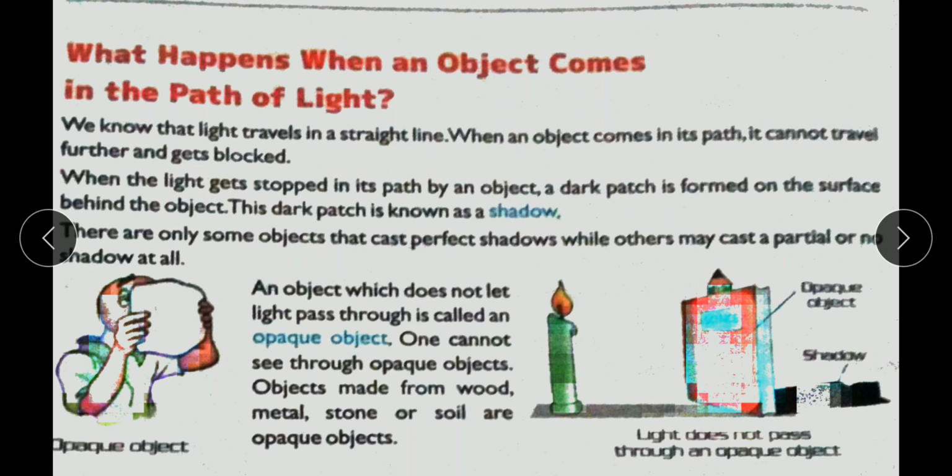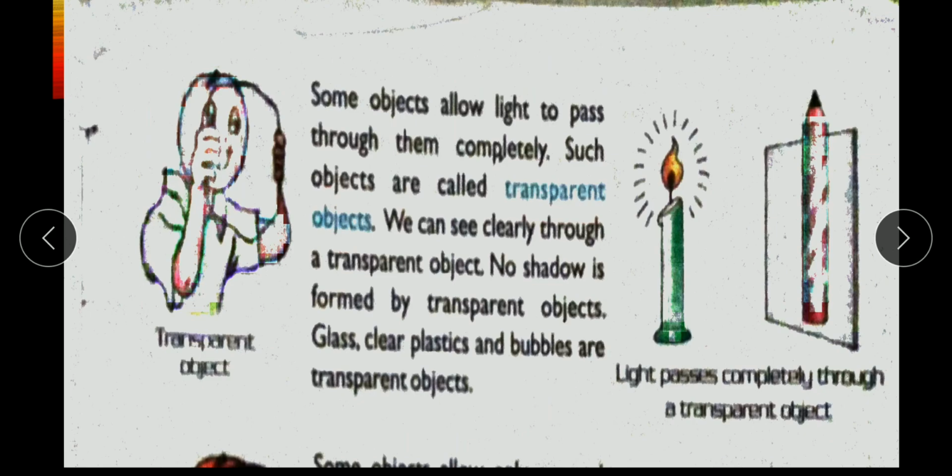So, we have learned just now what are opaque objects. Yes, and you can see this boy. This boy is not able to see through this paper because it is opaque. Now, come on next. Transparent we have learned, we are just revising it. Some objects allow the light through them completely. Such objects are called transparent objects. We can see clearly through a transparent object. No shadow is formed by a transparent object.